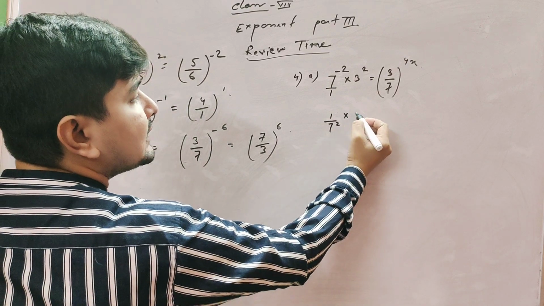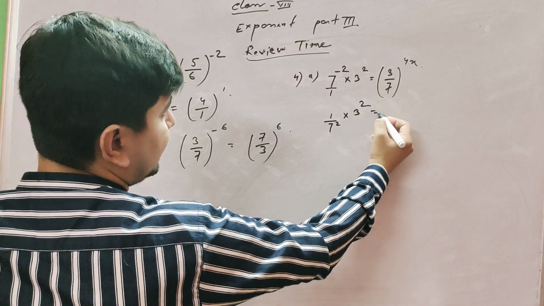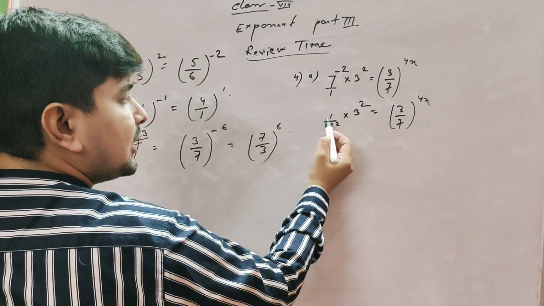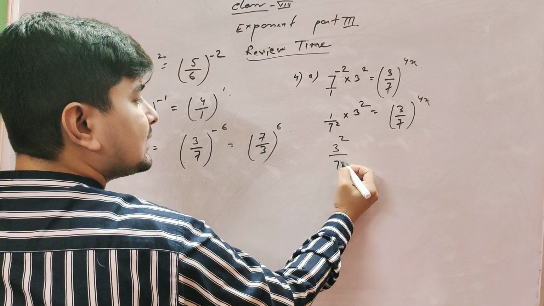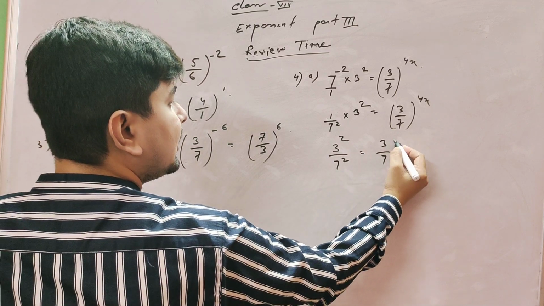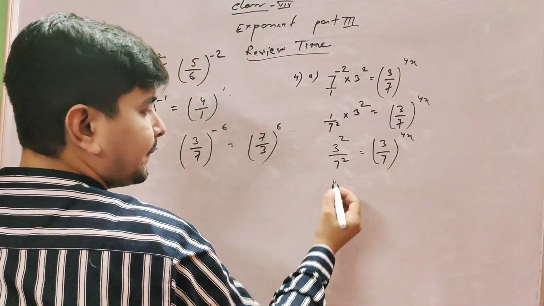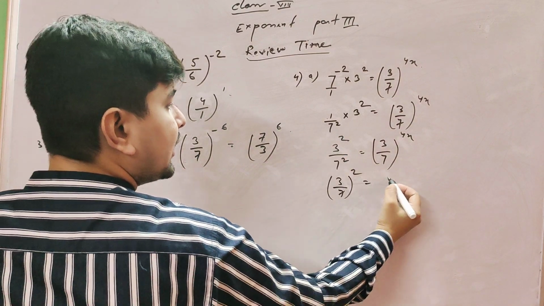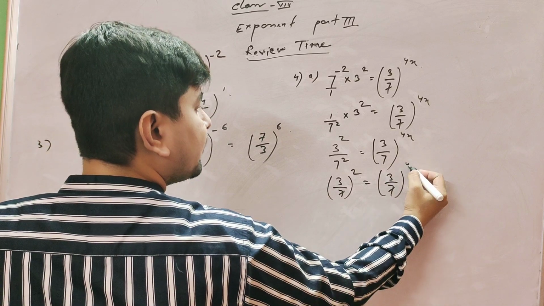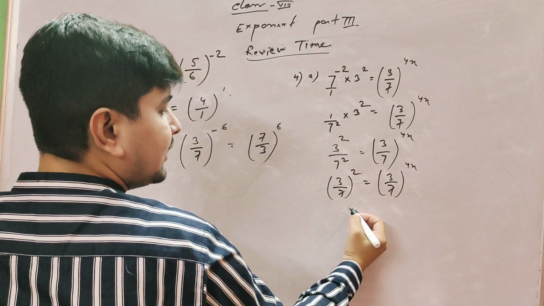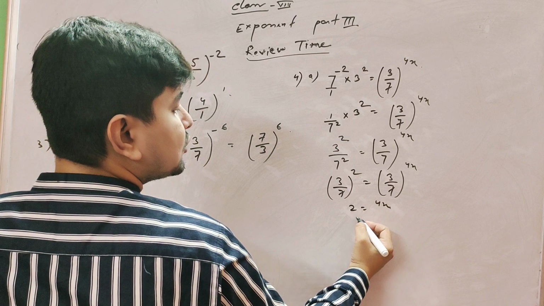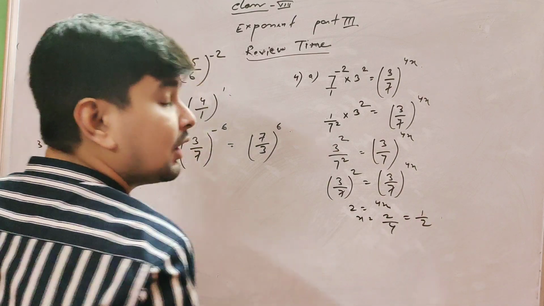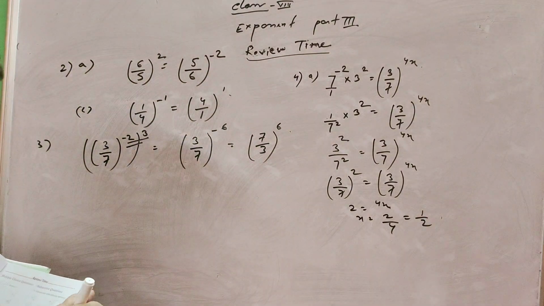Clear? And here is given 3 square, equals to 3 upon 7 to the 4x. When 3 square is multiplied with this one, that is getting 3 square by 7 square equals to 3 upon 7 to the 4x. Okay, so in this one we write down 3 upon 7 to the whole square equals to 3 upon 7 to the power 4x. This one cut it down, that is 2 equals to 4x. So x equals to 2 upon 4, that is 1 upon 2, that is, half. Clear? Note.